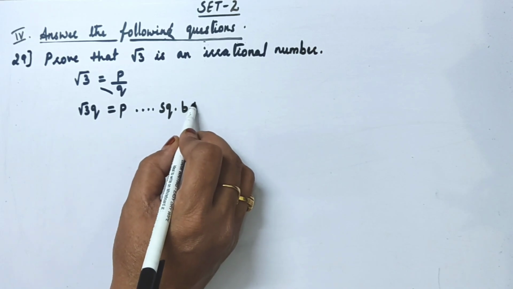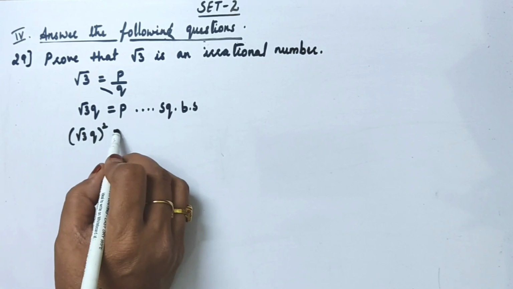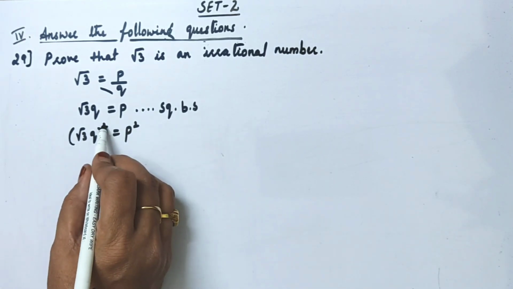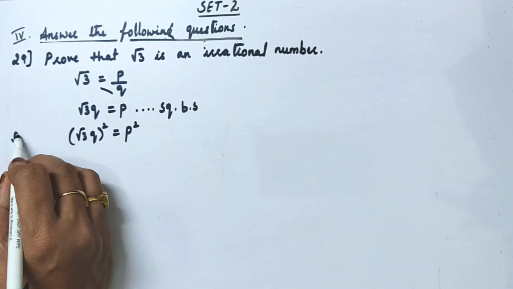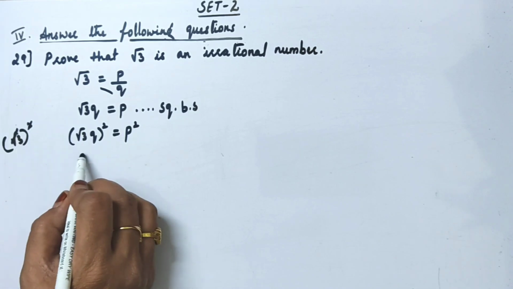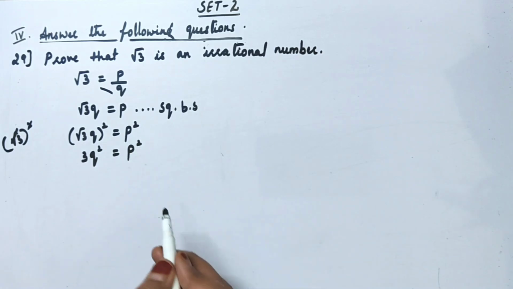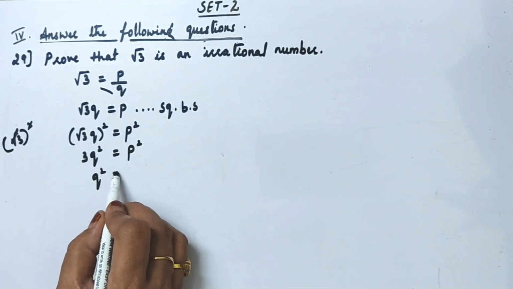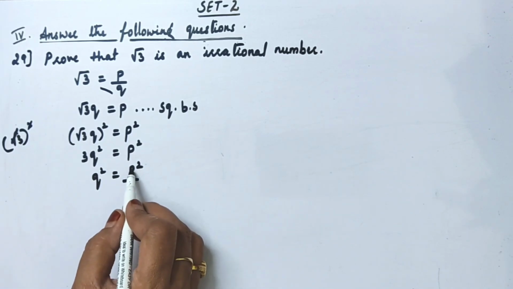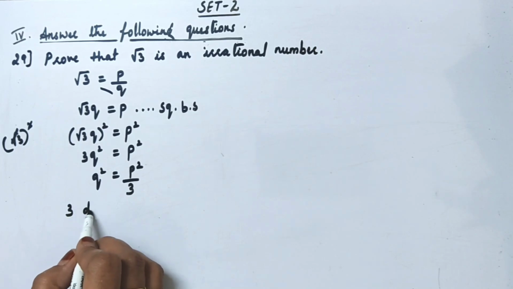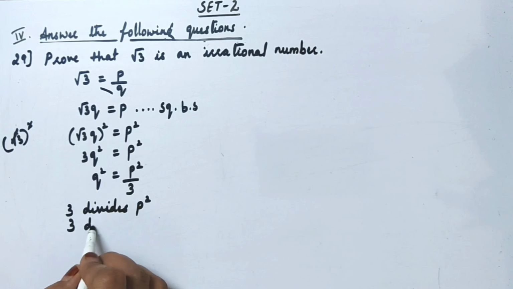Square both sides. So this will be (root 3 q) whole square equals p square. That means the square is applicable for root 3 as well as for q. So root 3 square, the square and the root get cancelled, and I get 3q square equals p square. Take this 3 down: q square equals p square upon 3. I can say 3 divides p square, so 3 divides p.